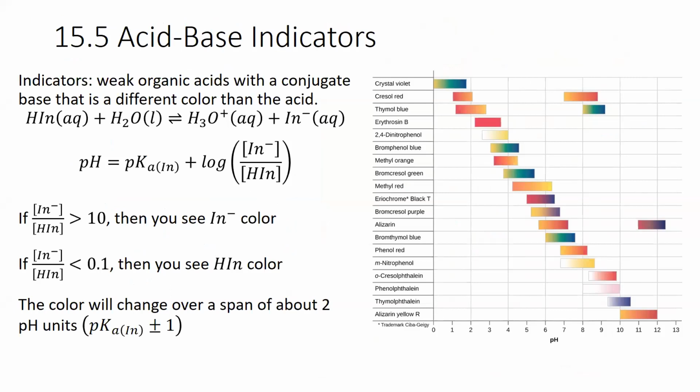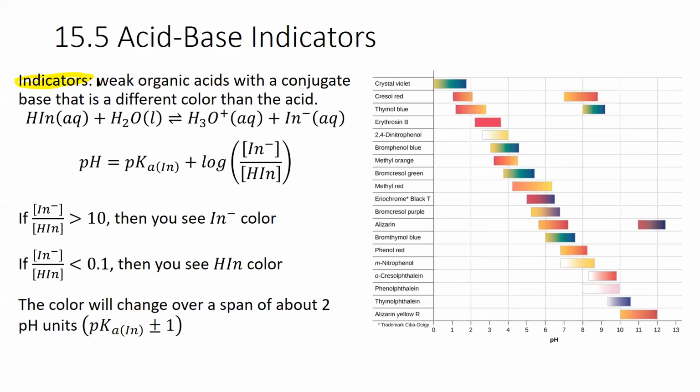So what we want to do here is sort of identify what an indicator is first and foremost. Okay, so if we think about what an indicator is, an indicator is something that changes color, okay?